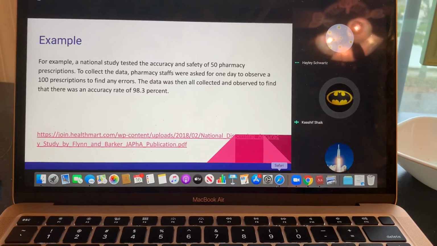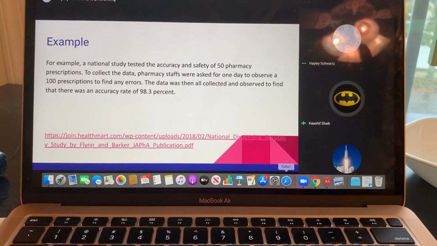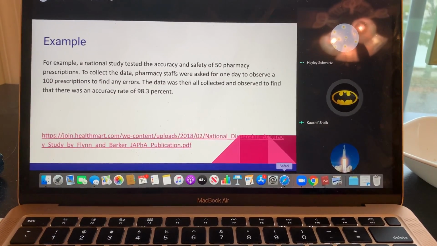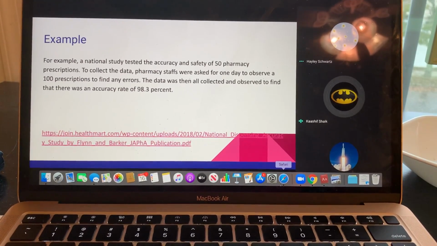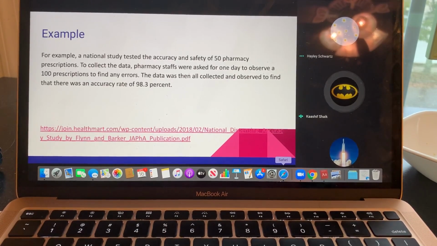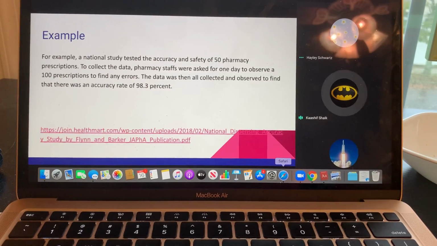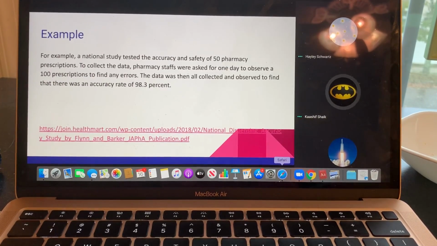And one example I found was that a national study tested the accuracy and safety of 50 pharmacy prescriptions. To collect the data, pharmacy staff were asked one day to observe 100 prescriptions to find any errors. And the accuracy of these prescriptions was 90.3%.